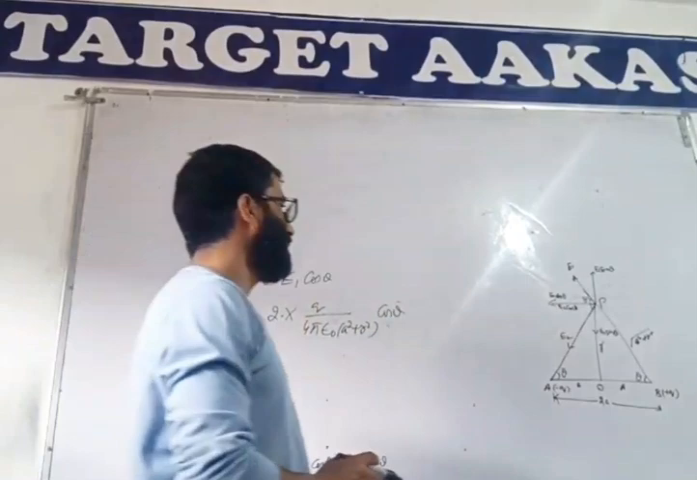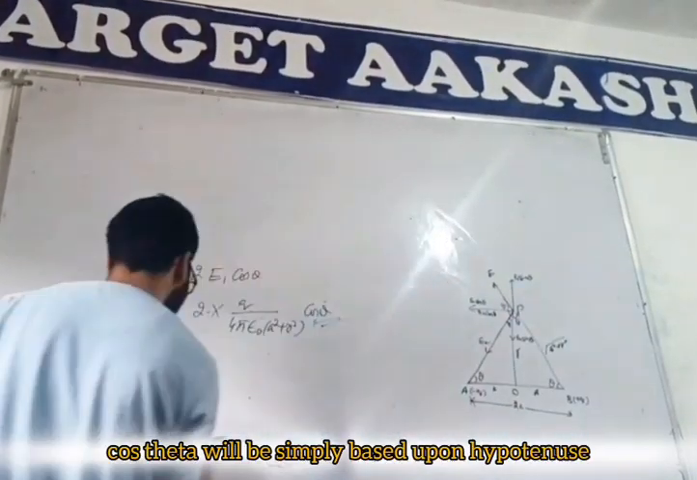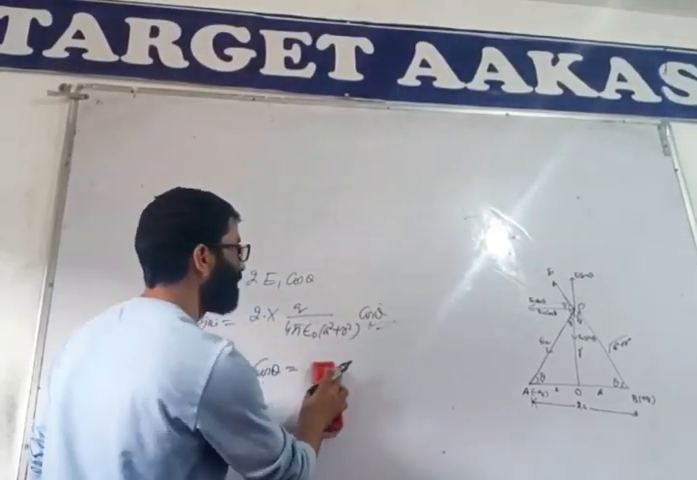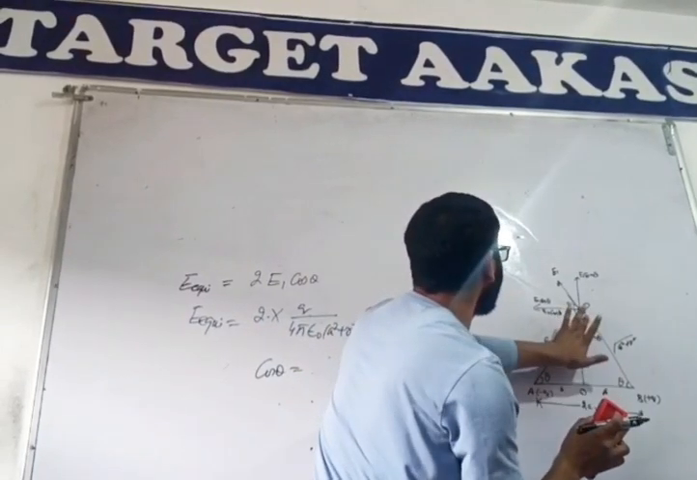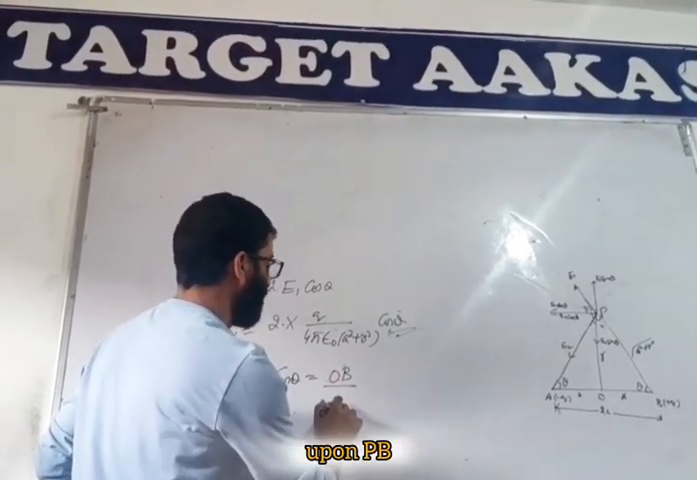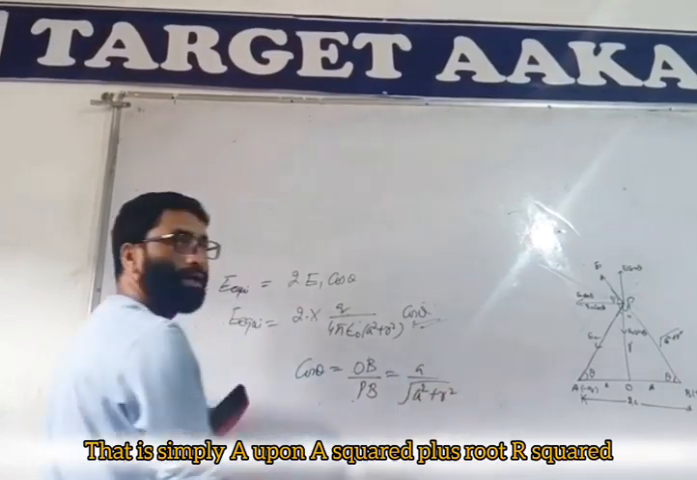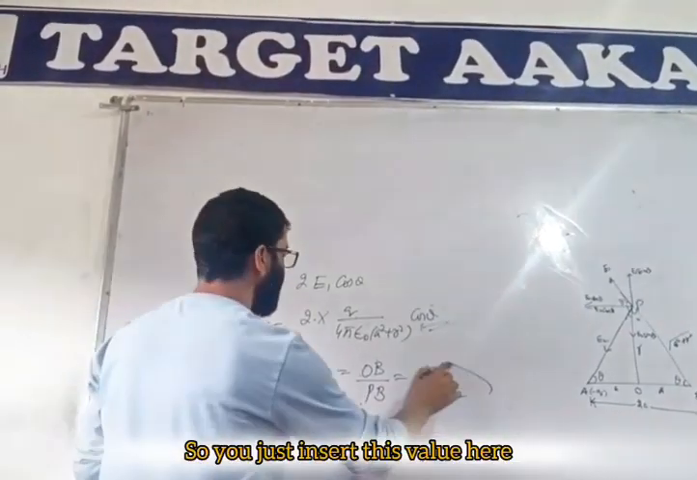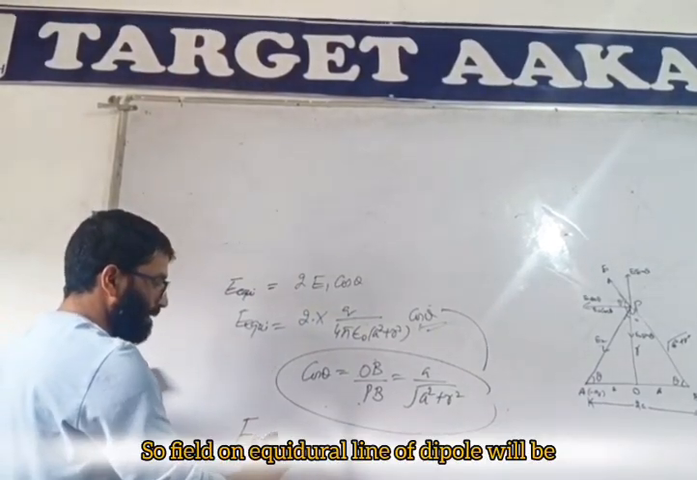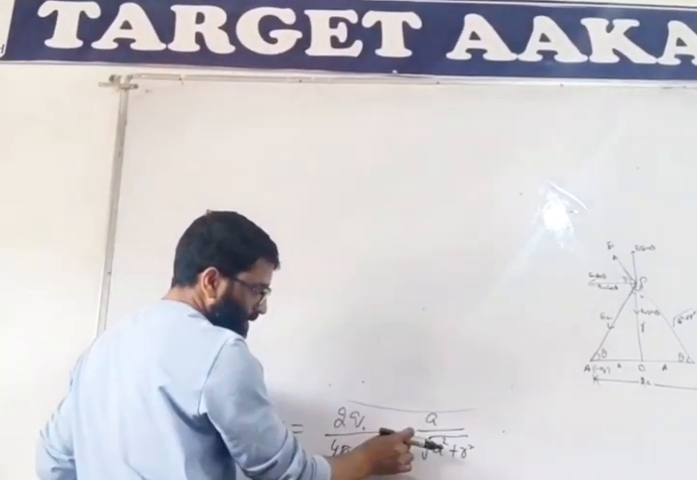Now you have to determine the value of cos theta. Cos theta will be simply base upon hypotenuse, which is simply OB upon PB. That is simply a upon under root a square plus r square. Is it okay? So you just insert this value here. So the field on the equatorial line of the dipole will be, what is it? 2Q a upon, it is a square plus r square.